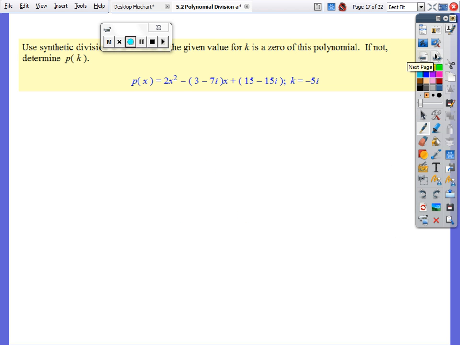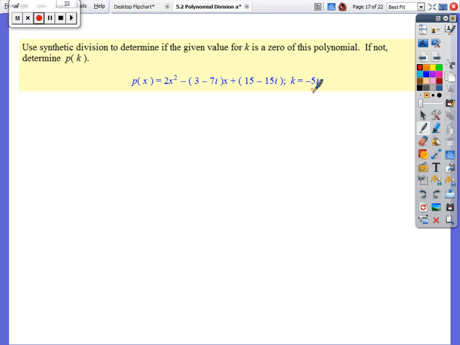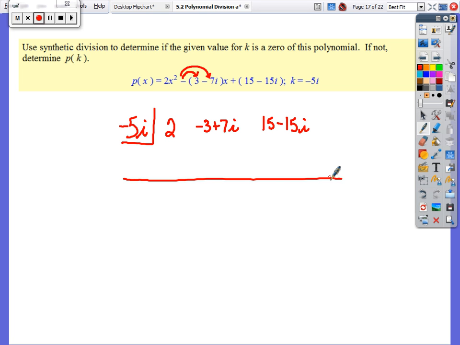Okay? Let's look at this. It says use synthetic division to determine if the given value for k is a 0. Same kind of thing, but notice this is a complex or imaginary solution. So our k is now -5i. Our coefficients are 2. Be careful here. The bubble, what's in front of the x, has a negative sign, so my coefficient is actually that distributed. What I get is -3 and a positive 7i. That's tricky. Make sure to get that one written down. And then here I don't need to worry much because there's a positive, but I get 15 minus 15i as my constant. Okay, draw a line, and then there's my half bubble.